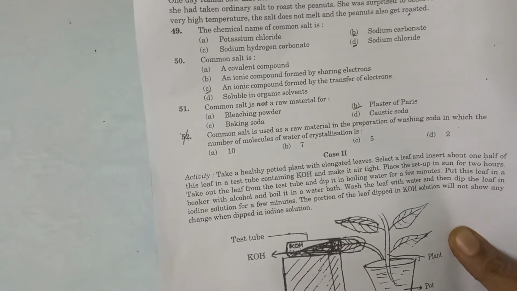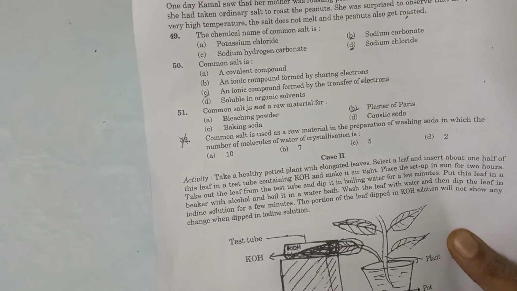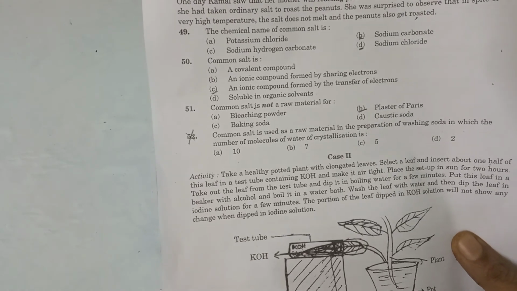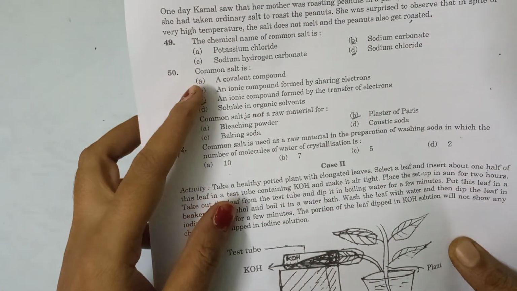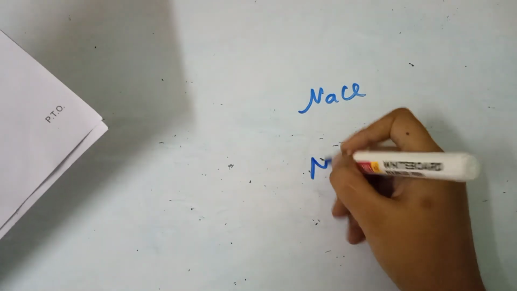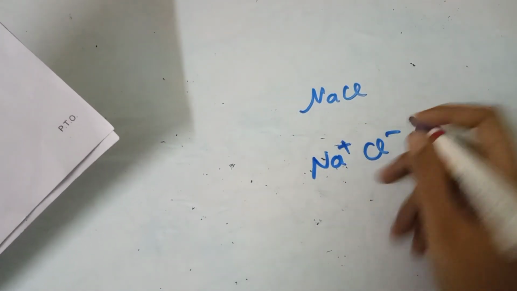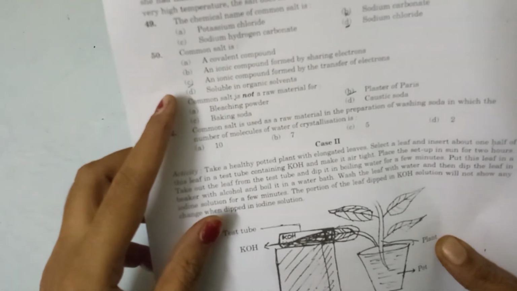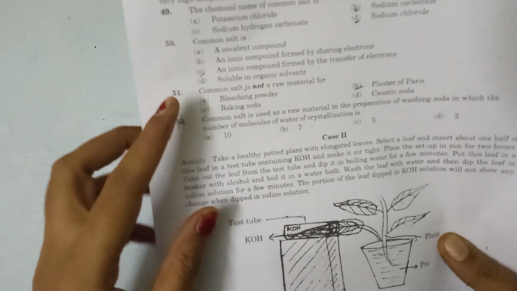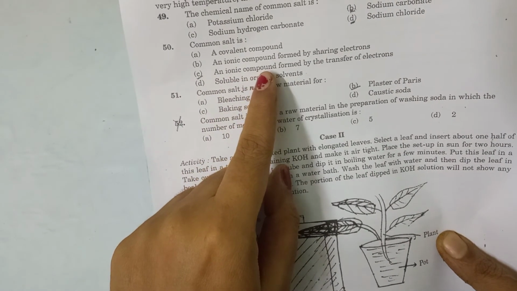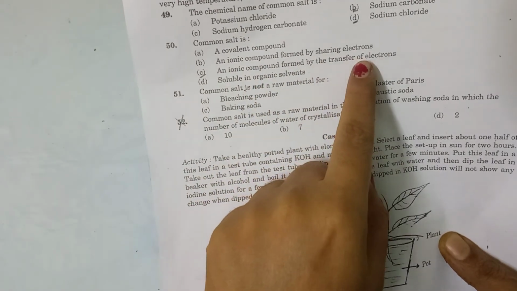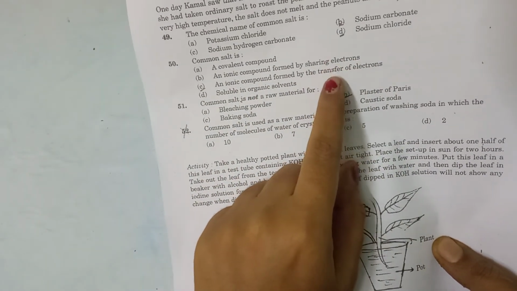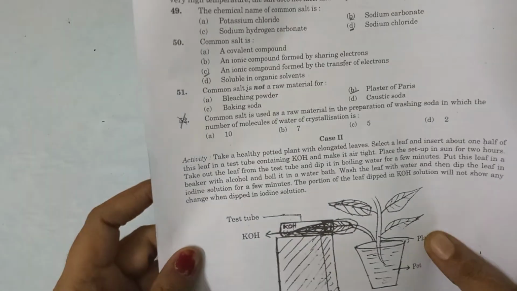In the 50th question, common salt is a covalent bond? No, because this is Na plus Cl minus, an ionic bond. An ionic bond formed by sharing of electrons? No, sharing of electrons is basically a covalent bond. An ionic compound formed by transfer of electrons? Yes, ionic compounds are formed by transfer of electrons. So C is the right answer.